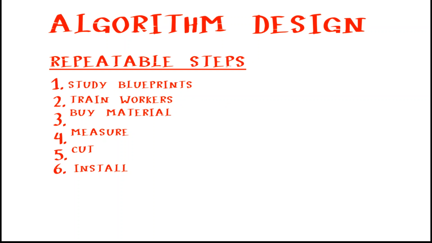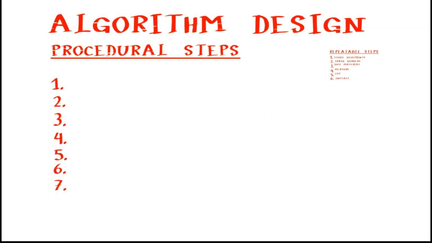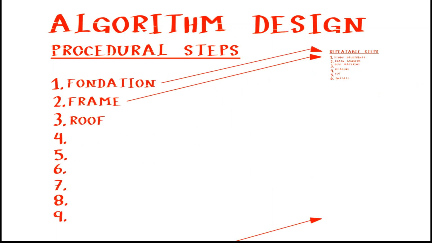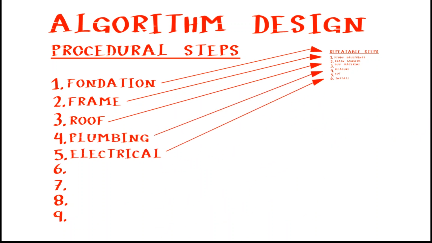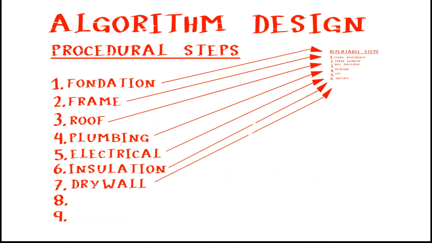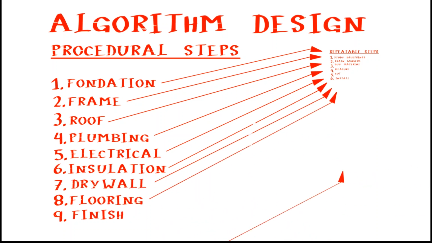Let's attach them to each phase and put our phases in order. Let's see, first we want to dig and pour the foundation. Then we can install the framing. Might be nice to have a roof over our head at that point. And then some plumbing, some electrical, some insulation. Then we can put the drywall on. And the flooring, and some finish work. There we go, we have our algorithm.